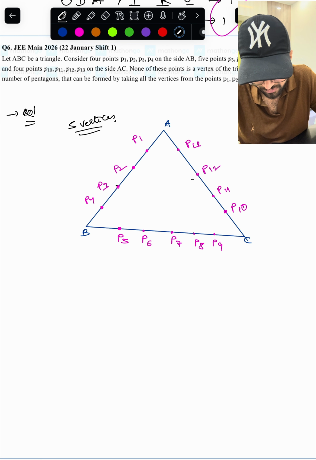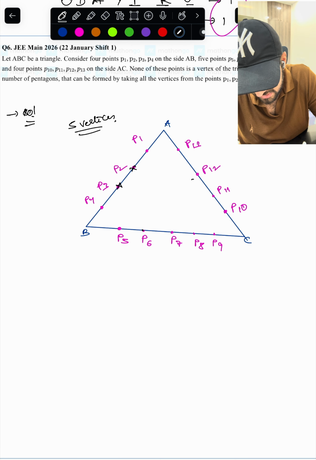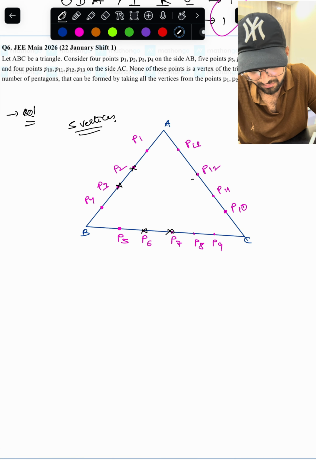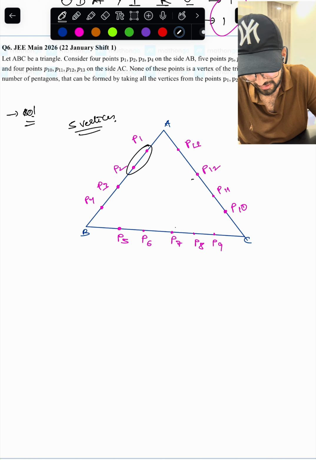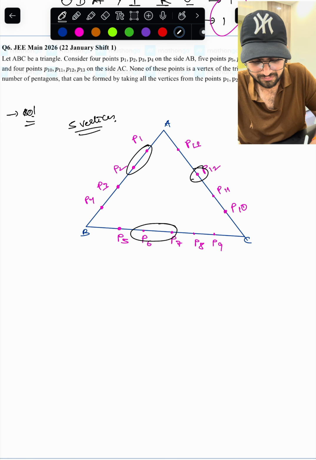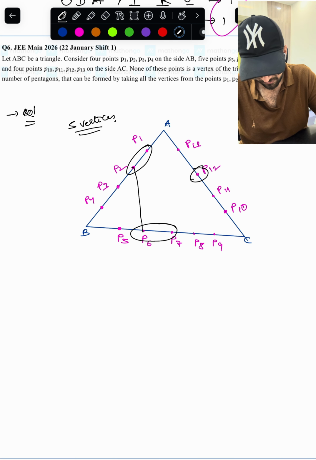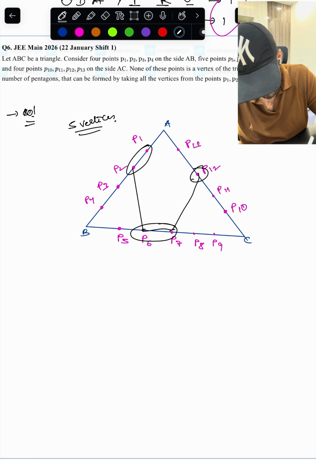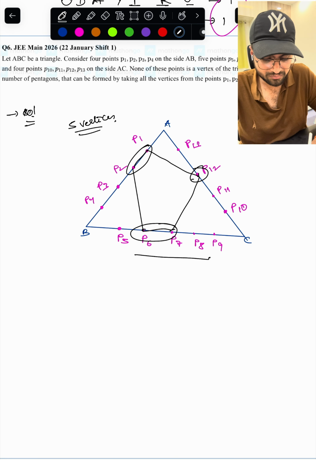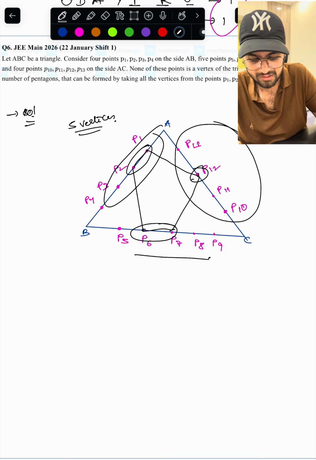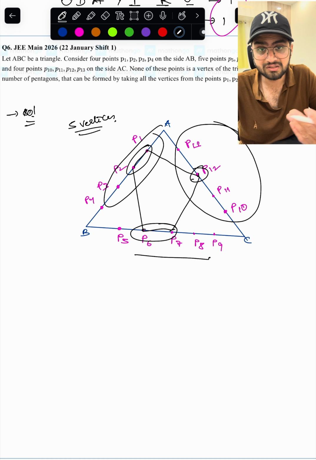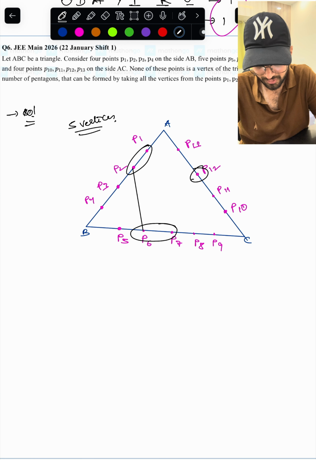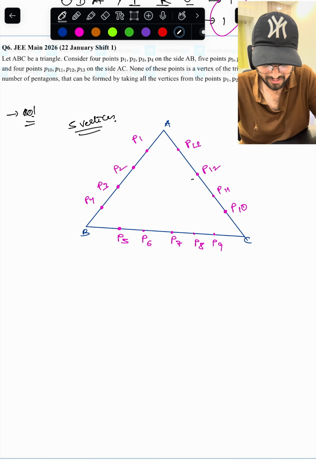To form a pentagon, 5 vertices means 5 sides should be there. So what we can do is, I can select one side from here, and 5 vertices we have to select. So what I can do is, I can select any 2 vertices from here, any 2 vertices from here, and 1 vertex from here. So if I select like this, I will have a pentagon like this, right? I can again do the same thing, 2 vertices from here, 2 vertices from here, 1 vertex from here. That's it. Again you will have a pentagon. So you have to repeat the process. So the answer is pretty much simple.